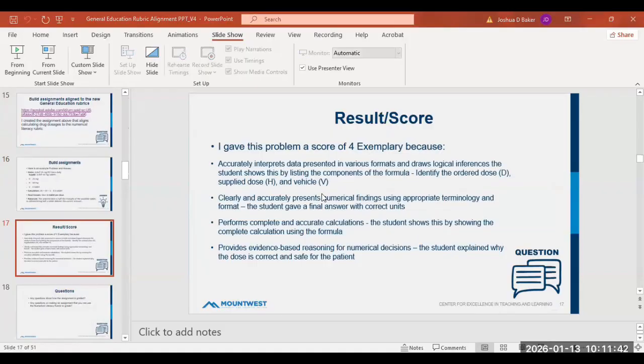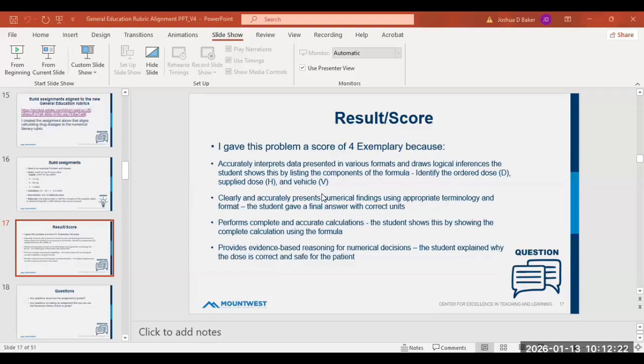So I'm just showing you how I'm going to score this one. Obviously I got a 4 because I did the assignment, but this is showing how I scored it. It shows that they accurately interpret the data, that it clearly and accurately presents it, it's performed, completed, and then they tell me why they got it. I think it's slide 17, so whatever page that is. And then any questions? No. And you guys could do any of these like that.